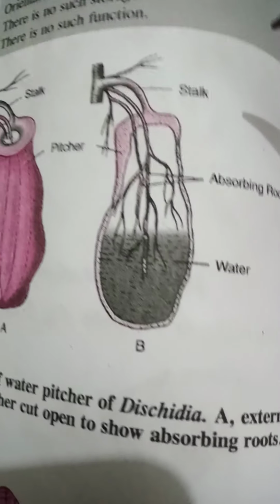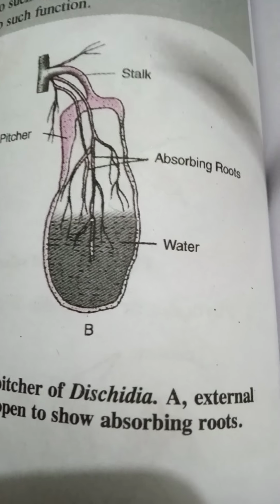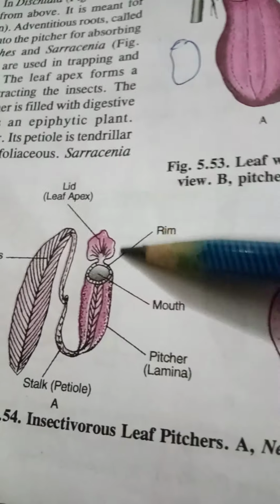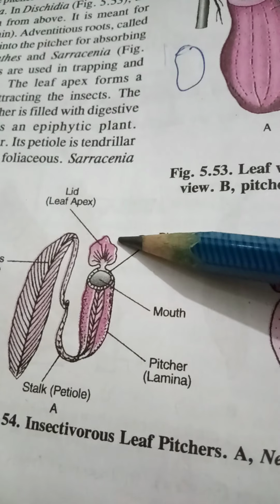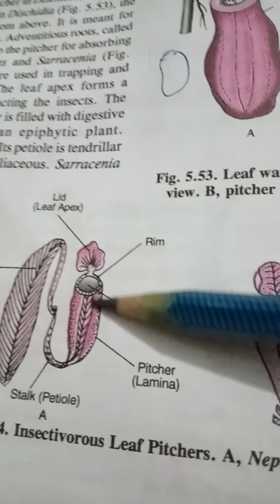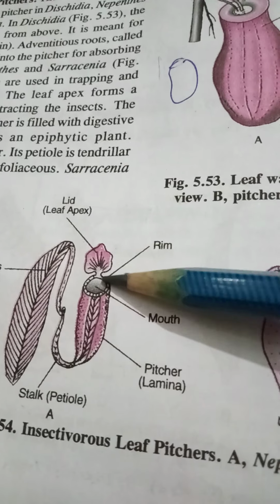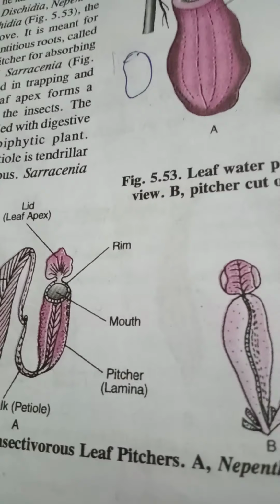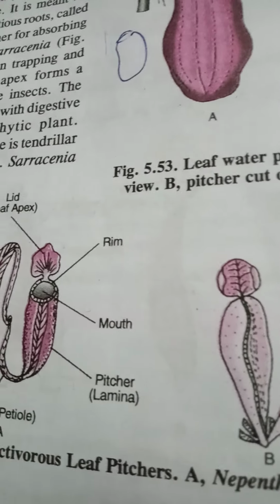Then the pitcher is used for trapping and digesting insects. The leaf apex forms a colored lid for attracting the insect. That means this upper portion, as you can see here, becomes colorful so that it will attract the insect. Whenever the insect comes, it enters into the mouth of the pitcher, and then the plant digests it.